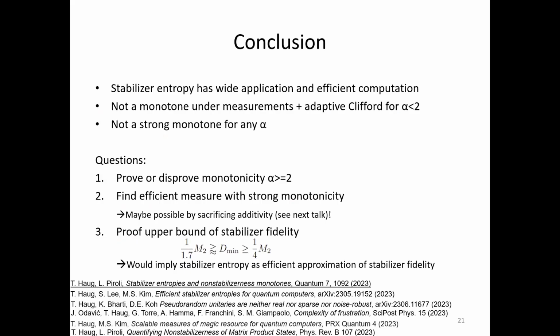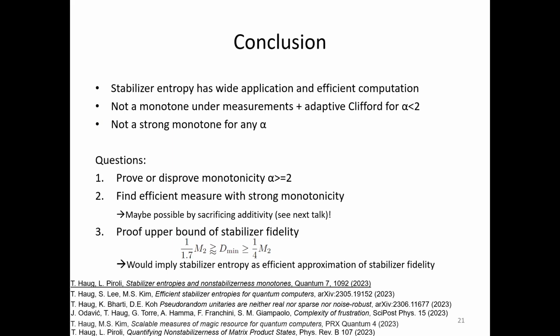Okay, so I now come to the conclusion. I showed that the stabilizer entropy has a very wide application. It's surprisingly connected across various fields in quantum computing and beyond. It can be efficiently computed, which is quite useful from a practical point of view, and has application even in running on quantum computers. But it seems to not be a monotone, and the measurements are double Cliffords for the case alpha smaller than 2, and it's not a strong monotone for any alpha.